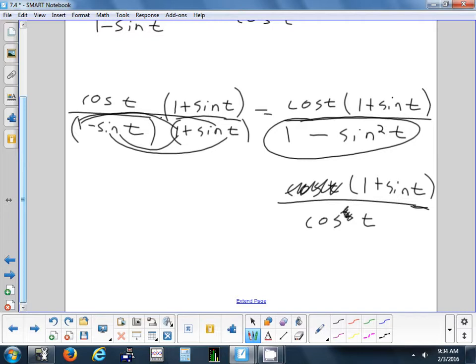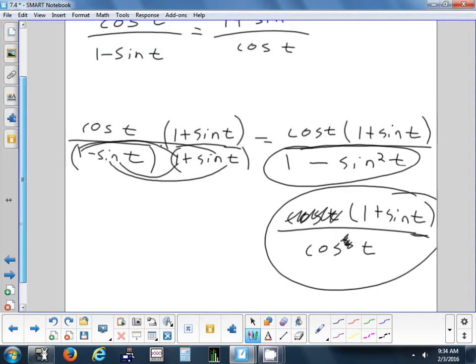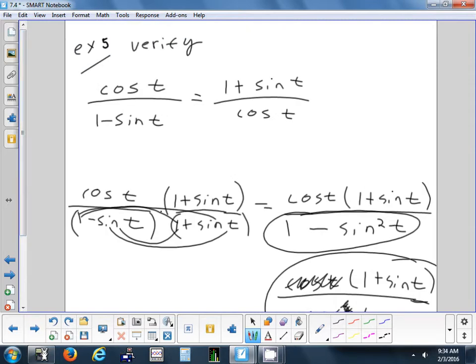Now, if you had distributed it, because sometimes when you're starting out you're not sure whether to distribute something, that's okay. It's still going to cancel out. You're just going to distribute something, and then cancel it in the next step. Since I knew that, that's why I didn't distribute it. And now I'm left with 1 plus sine over cosine. Okay, any questions on that one?